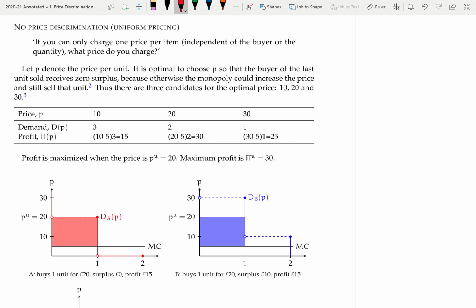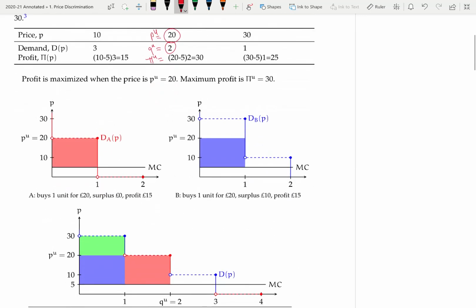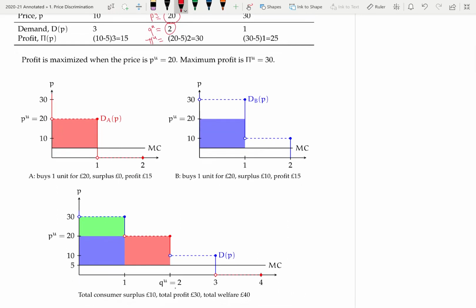And all we have to do is compare these 3 profits, and you'll see that 30 indeed is the highest number of these 3, and so the monopoly will want to price at 20 and sell 2 units. So the optimal uniform price is 20 and the optimal quantity is 2. And then the maximum profit is 30. So I've shown this on the diagram below in the market demand curve, so we can see the optimal quantity, the optimal price, and then the profit is this rectangle here, the red and the blue areas.